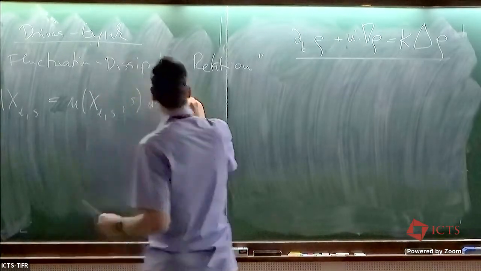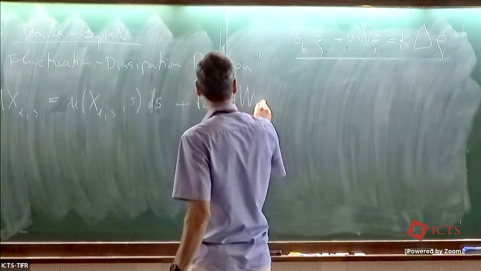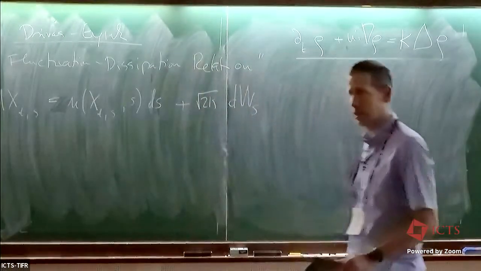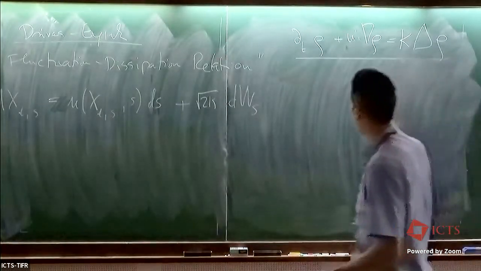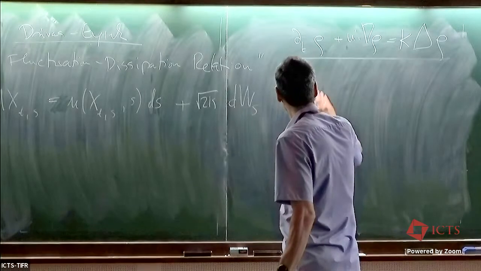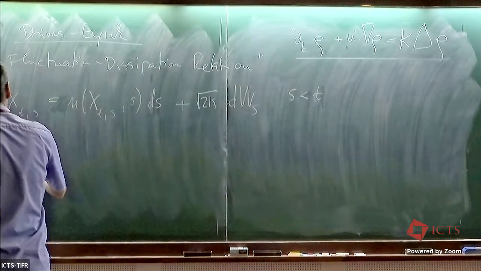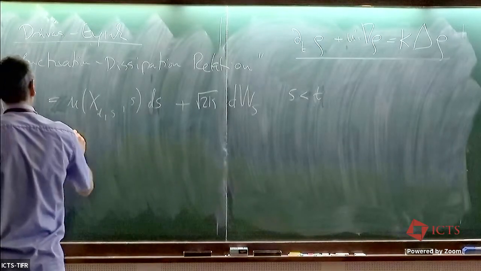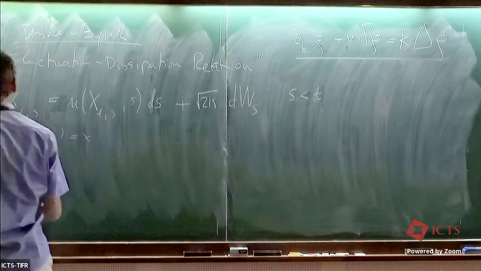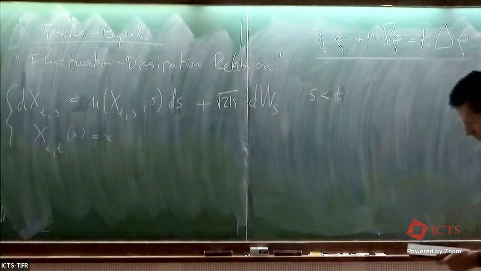S plus square root of 2 kappa dW. Okay, so that's the stochastic differential equation for s less than t. It's backward. We are running time backward, and put the final state. The particle ends up at point x, and we look at its backward motion.